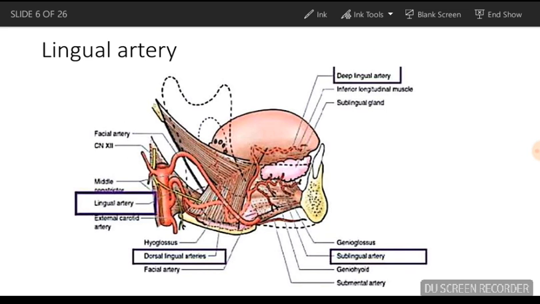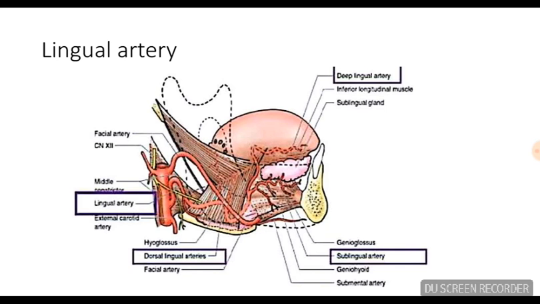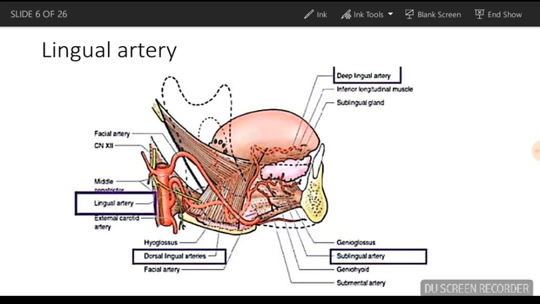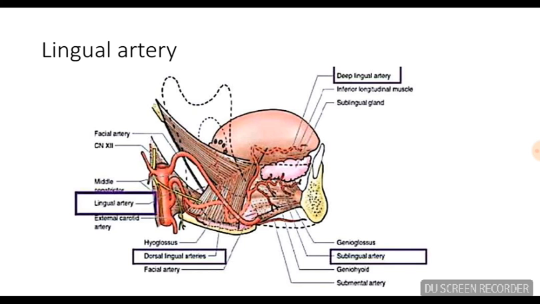The dorsal lingual artery supplies the hyoglossus muscle and the posterior palatine arch. The sublingual artery supplies the sublingual salivary gland and the genioglossus and the geniohyoid muscles. The deep lingual artery supplies the mucosa of the tongue.